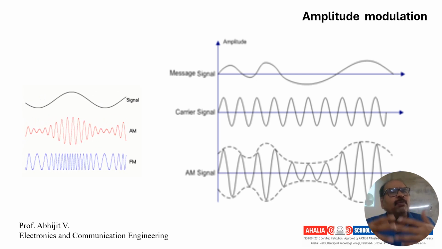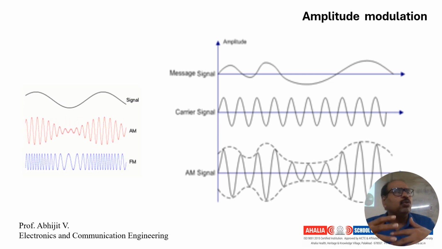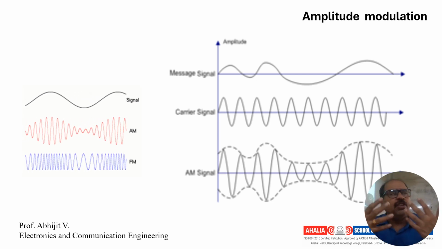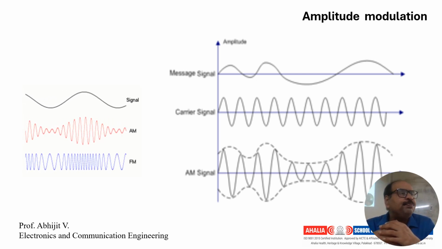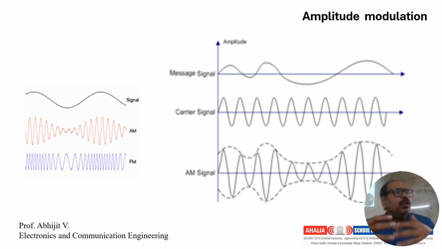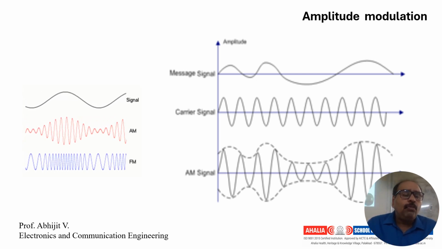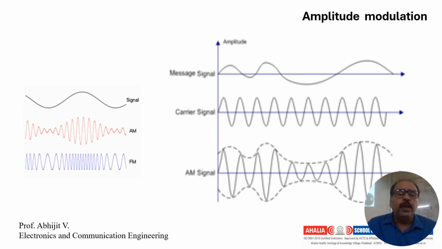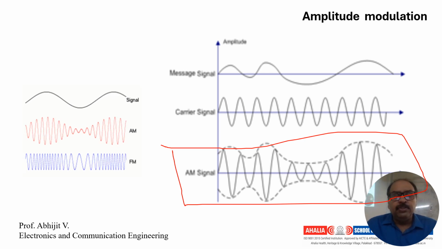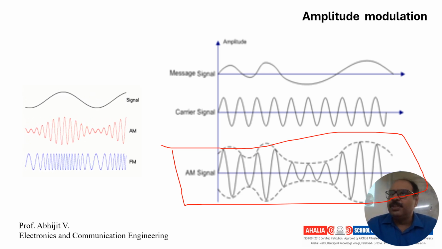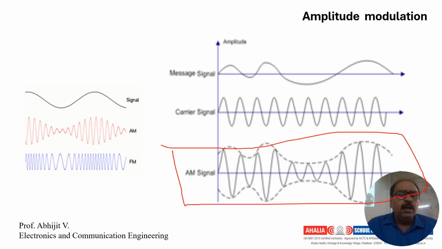Why we are modulating, I told you in the previous sessions, is because the signal should have enough capability to be transmitted to a longer distance. That is the reason you need to modulate it. While you modulate it, what happens? You need to increase the parameters. This is how you get the output amplitude modulated signal, where you are mixing both the message signal and the carrier signal.